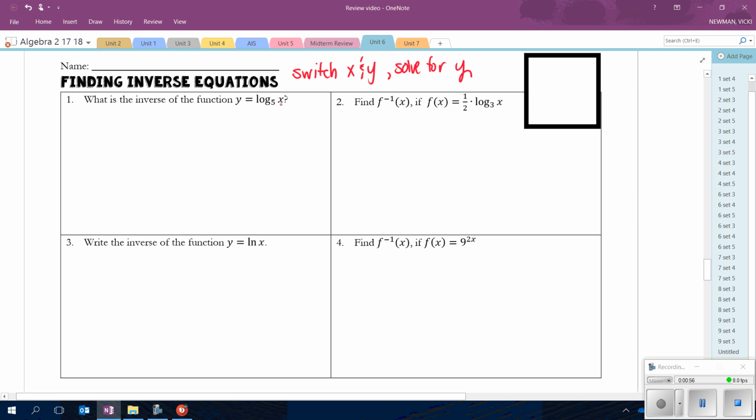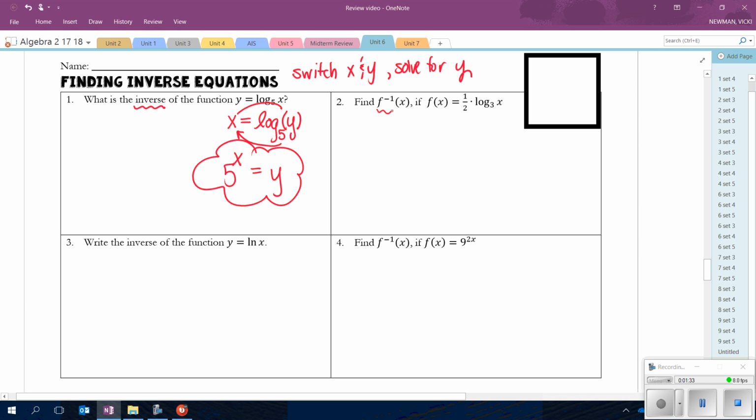I know the answer to this one is y equals 5 to the x, but let's go through the process of finding the inverse. The first thing we do is we switch x and y. You pluck them out with tweezers, nothing else moves except for the single x and the single y. Now we have to solve for y, and y is inside the log, so we have to change to exponential. The base is 5, the exponent is x, is equal to y. There it is.